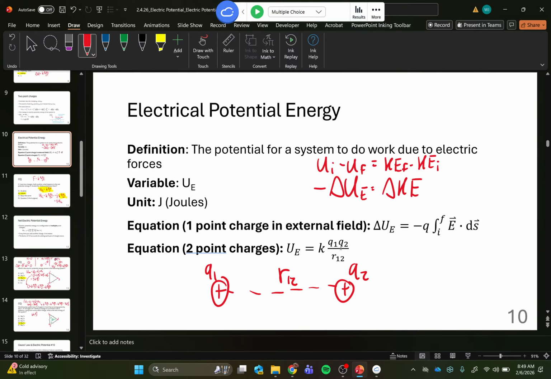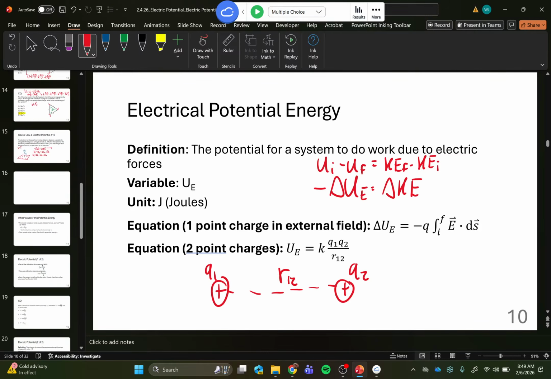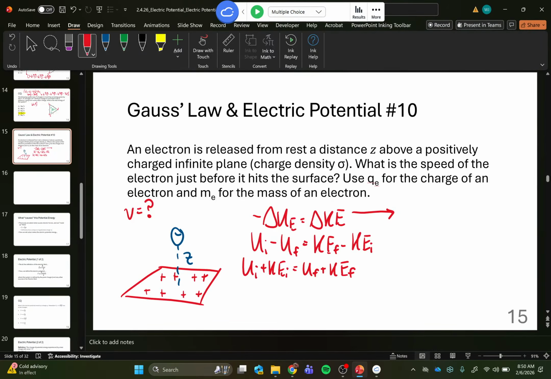If we look at our problem, which one is it? The first one. An infinite plane is not a point charge. It's not a dot. You all can see that it's not. Hopefully clearly. So we're going to use that negative change of potential equals the integral, so Q integral of E dot dr.